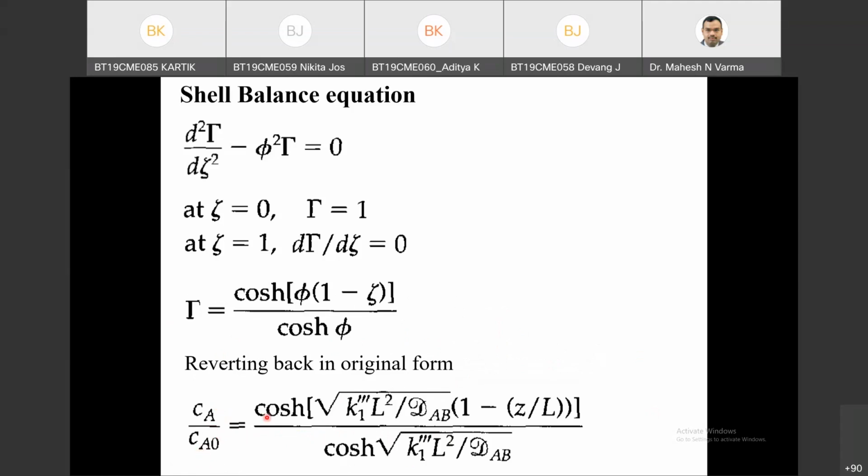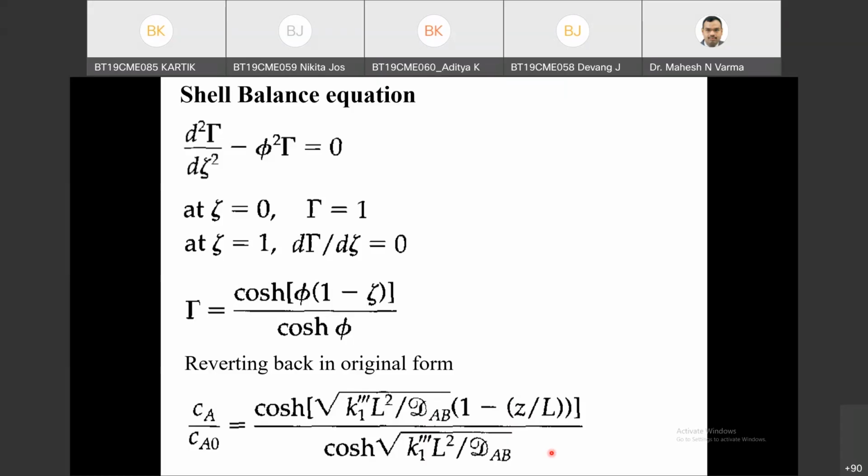Ca by Ca naught equals hyperbolic cos of square root of K1 triple dash L square divided by DAB times (1 minus Z divided by L), divided by hyperbolic cos of square root of K1 triple dash L square divided by DAB. So this is the concentration profile you will be getting, and the average concentration. How to get the average concentration? This will be an average over a length L. So integrate it from 0 to L, divided by L. Integrate this concentration from 0 to L divided by L, and that will give you the average concentration.